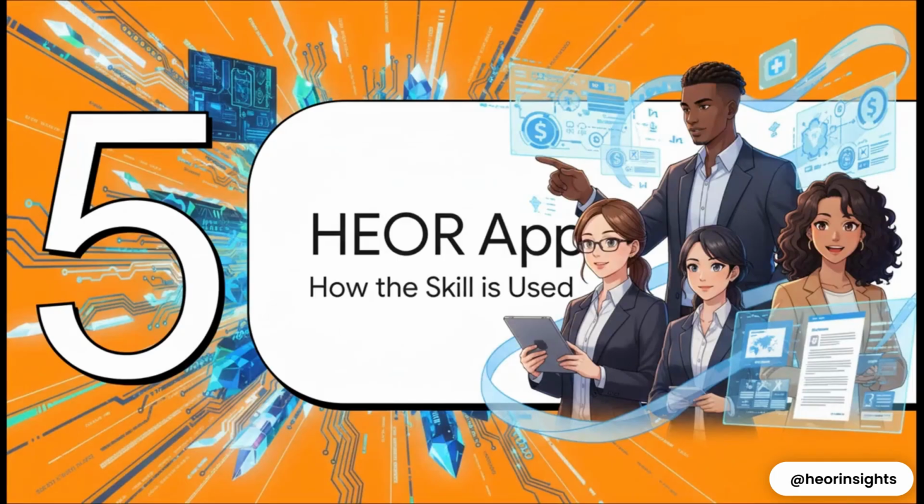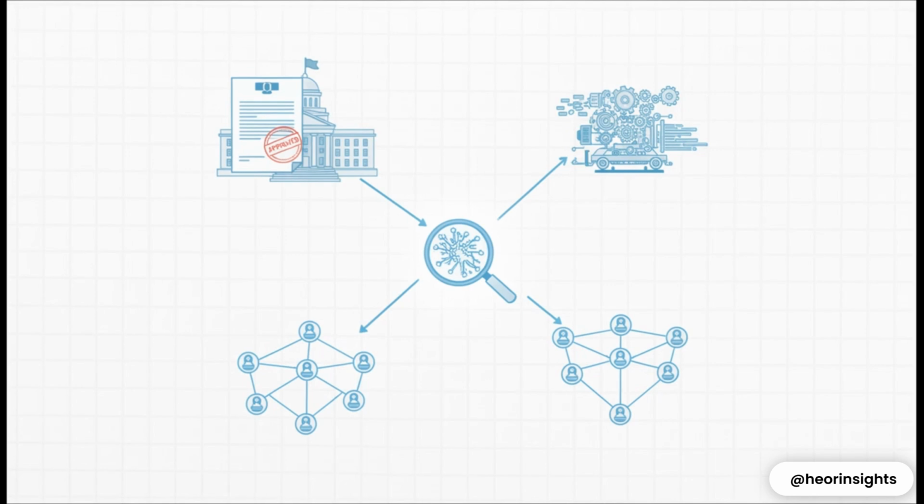Finally, let's connect this very technical skill to how it's directly applied in common HEOR and market access jobs. This rigorous process is the absolute foundation for conducting systematic literature reviews for HTA submissions. It's also used to run targeted searches to find specific inputs for economic models, things like utility values or costs. And it's essential for identifying the full body of evidence you need for network meta-analyses.